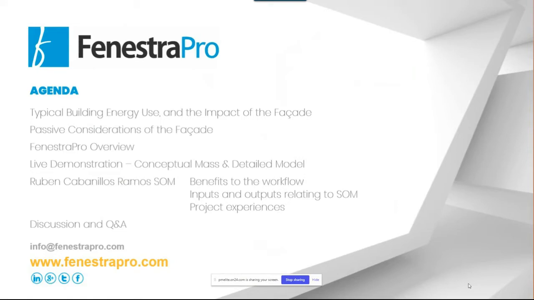I'm going to talk about an overview of Fenestrapro and how it can look at some of the passive considerations, both through the geometry and through the materiality of the façade, from an early stage right throughout the process, and optimize and really keep some of those passive considerations and performance design parameters to the forefront of your design process. I'm going to jump into Revit and look at a couple of models with regards to their envelope, both a conceptual mass and a more detailed model.